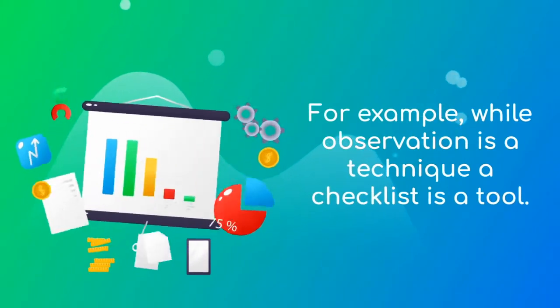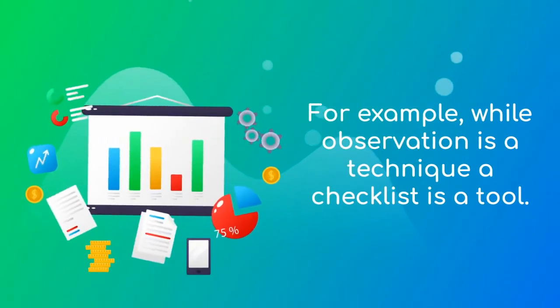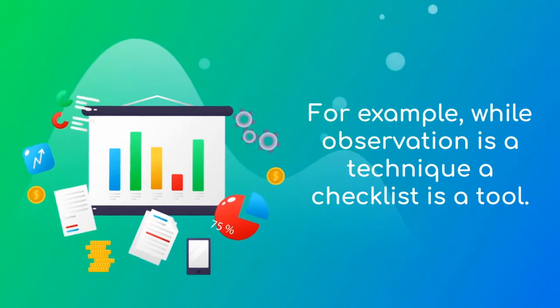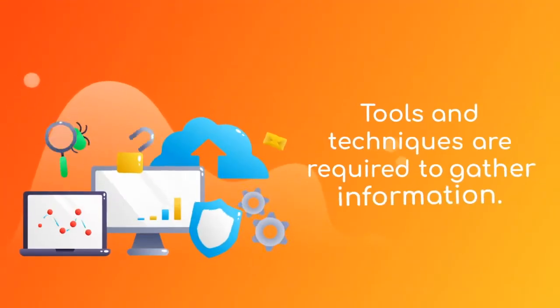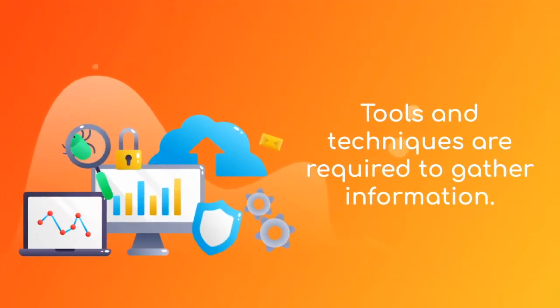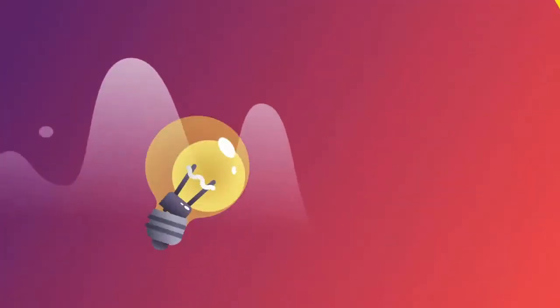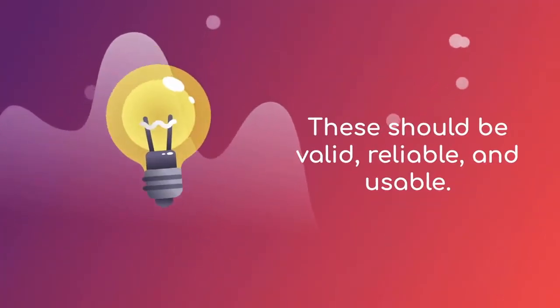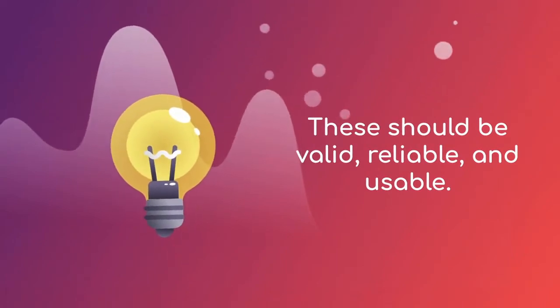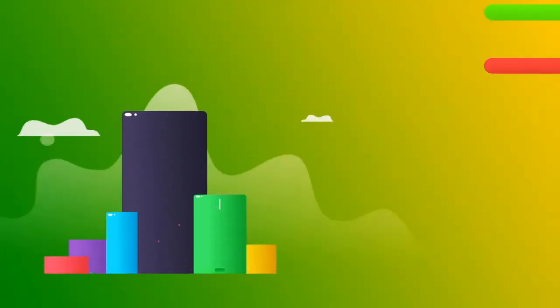Let's see one example of techniques and tools. We can say that observation is a technique while checklist is a tool. Tools and techniques both are required to gather information about a learner's performance. These should be valid, reliable and usable. Then only we can use these tools.